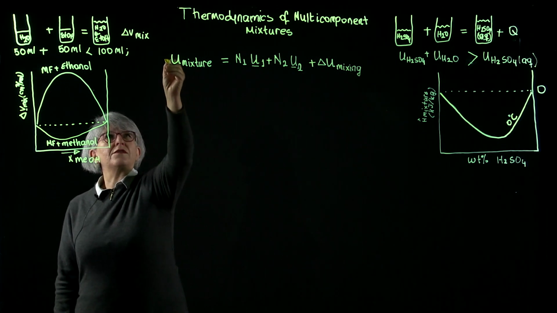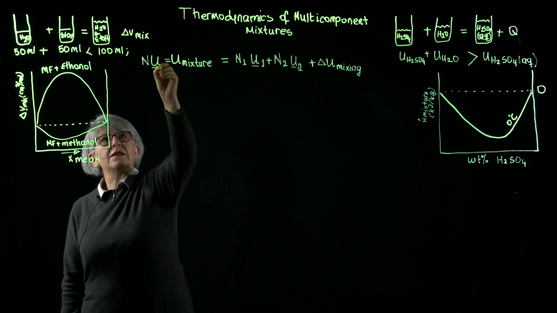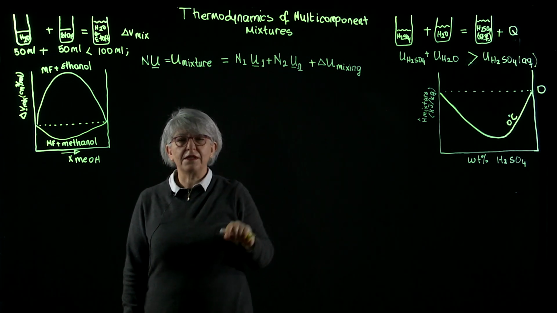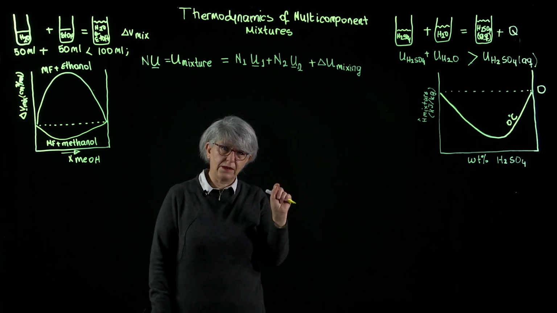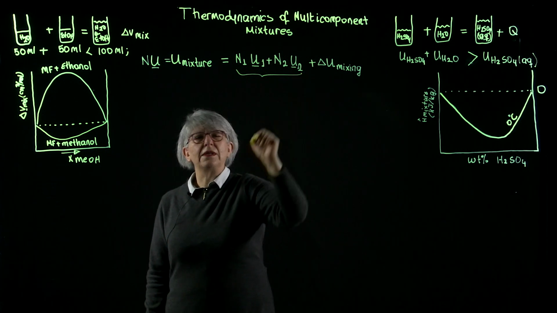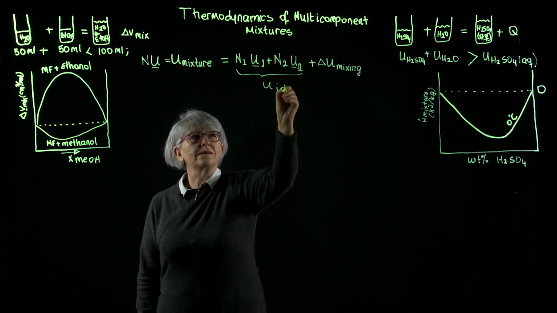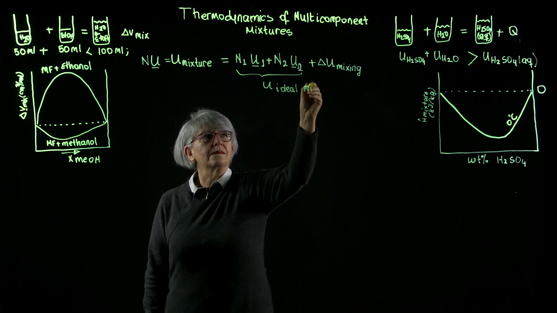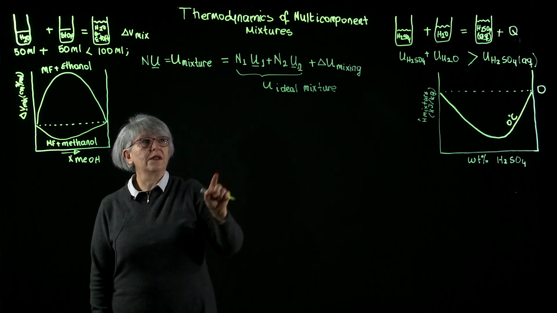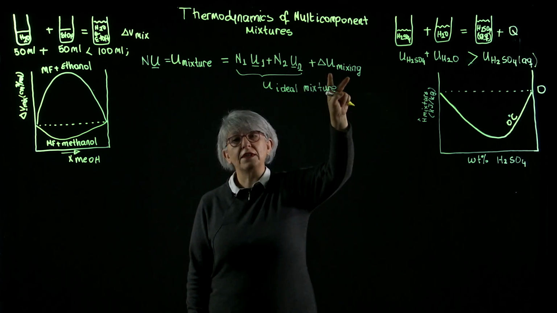Of course, the internal energy of the mixture is N total, represented by N, times the mean internal energy of the mixture. So the sum of the internal energies of the pure components multiplied by their quantities is referred to as the internal energy of the ideal mixture. The internal energy of the ideal mixture subtracted from the internal energy of the mixture is going to be the internal energy change upon mixing.